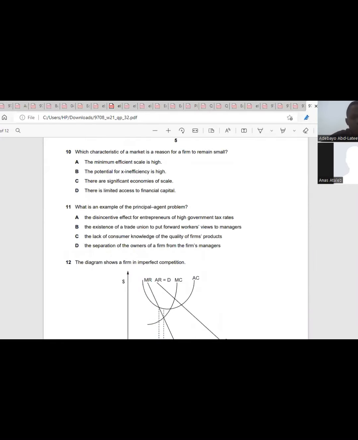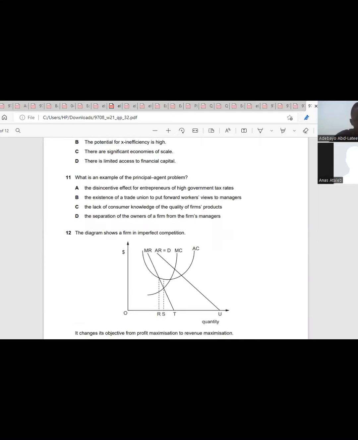Which characteristic of a market is a reason for a firm to remain small? The minimum efficient scale is high. That is good. The potential of X-inefficiency is high. That's fine. There are significant economies of scale. That is good. There is limited access to financial capital. Yes, one of the reasons why firms would remain small is because they don't have access to finance. So the answer is D, question 10. Is it clear? Yes.